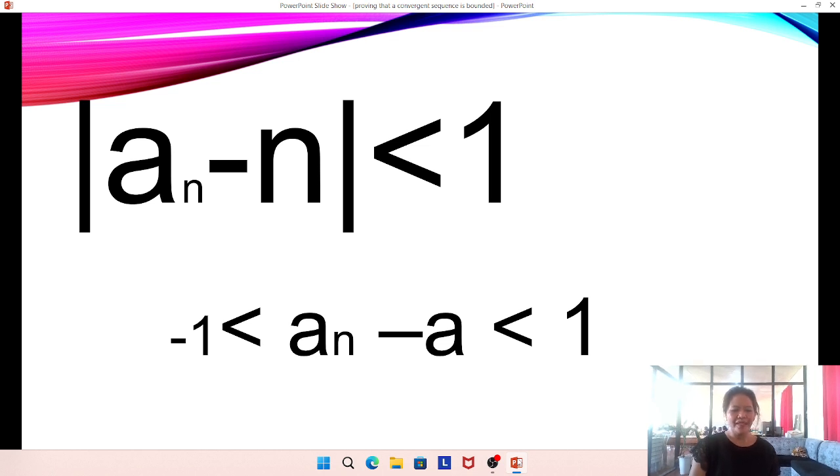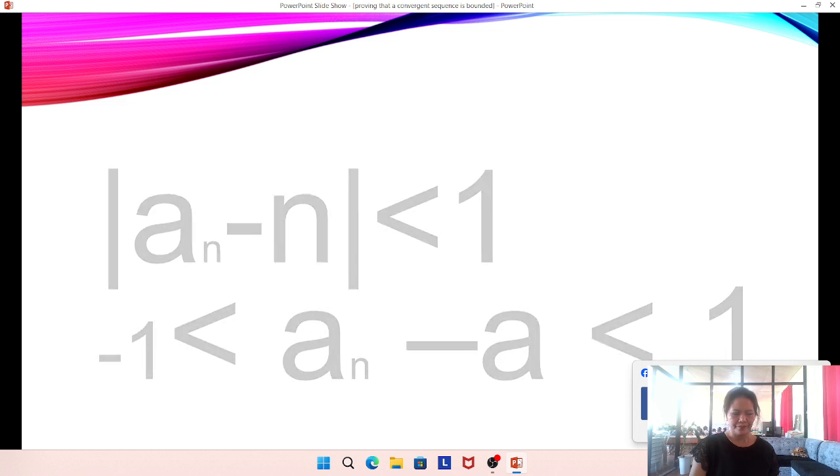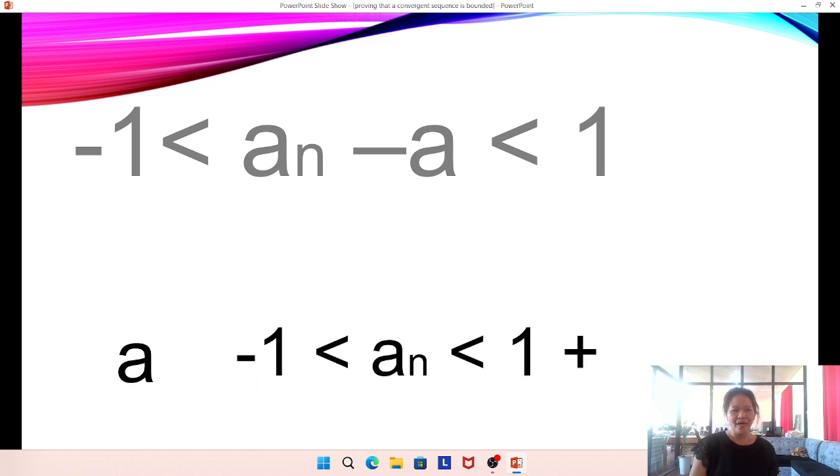writing negative 1 less than a_n minus A less than 1. So the absolute value of a_n minus A less than 1 and negative 1 less than a_n minus A less than 1 are equivalent, which is a very important result. We add A through this inequality to have A minus 1 less than a_n less than 1 plus A. In other words, we have the lower bound, which is A minus 1, and the upper bound, which is 1 plus A.